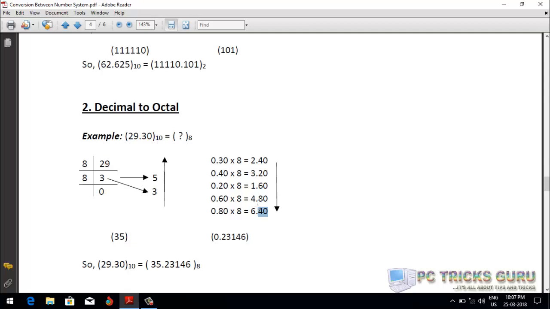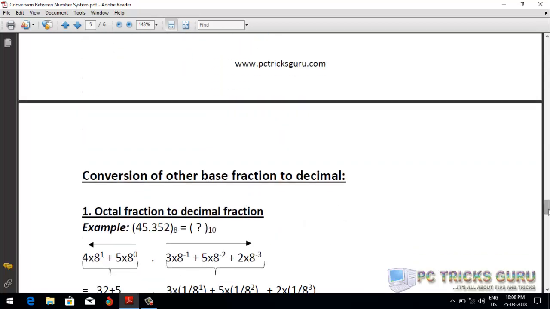So when we get a repeating number, we have to put an end here, and then from top to bottom we have to write the part which is before the point. So it goes 2, 3, 1, 4, 6. So this part would be 35 point 23146. So here 29.30 base 10 can be written as 35.23146 base 8. So this was the decimal to octal conversion.